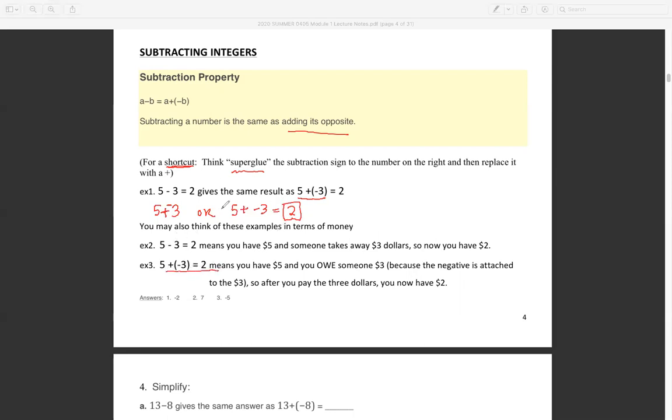Now, if you do not use the subtraction property and you just leave the subtraction sign, it actually means takeaway. So whenever you see takeaway, you need to associate that with the subtraction sign. So if we have $5 and somebody takes away $3 right then and there, we'll end up with $2. That gives us the same result as if we have $5 and we owe somebody $3 and we pay that debt of $3 later, we still end up with just $2.